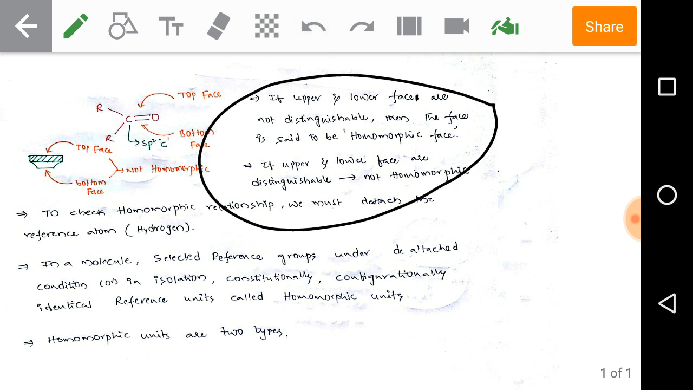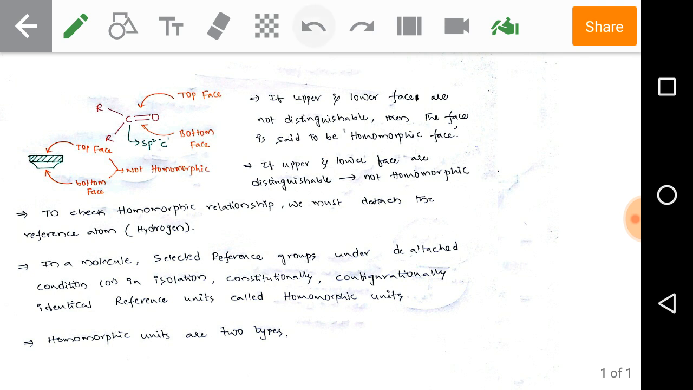If upper and lower phases are not distinguishable, then the phases are said to be homomorphic phases. Right. And here just consider the groups or the ligands on the sp2 carbon. If they are similar, if they are the same, then the top phase and the bottom phase are not distinguished. Hence the phases are called homomorphic phases.